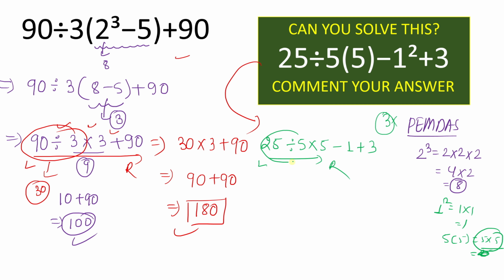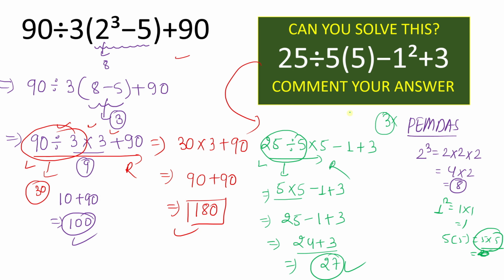25 divided by 5 will give the result 5, and we will rewrite 5 times 5 minus 1 plus 3, and 5 times 5 will give the result 25 minus 1 plus 3, and 25 minus 1 will give the result 24 plus 3, and 24 plus 3 will give the result 27, which is the right answer for the second question.